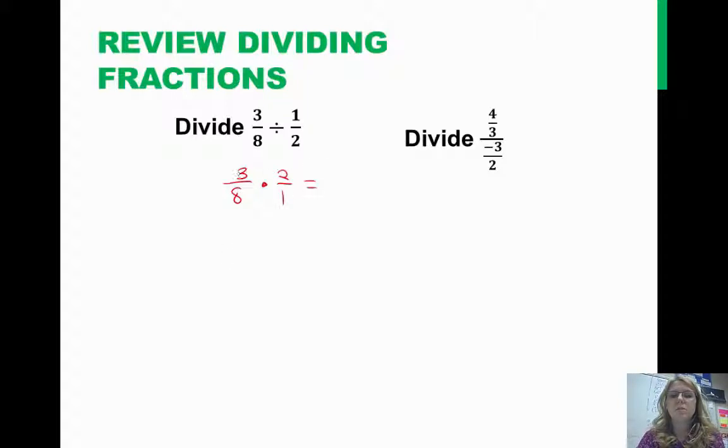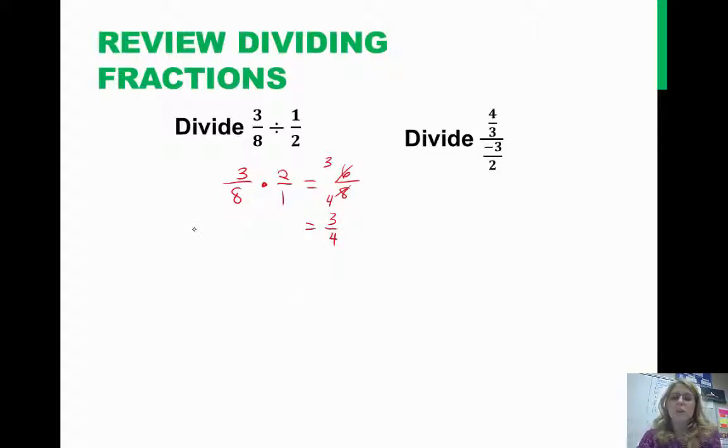So this will be 3 times 2 is 6, and 8 times 1 is 8. We can reduce that because we know that 2 goes into both 6 and 8. So this becomes a 3, and this becomes a 4. So our final answer is 3/4.